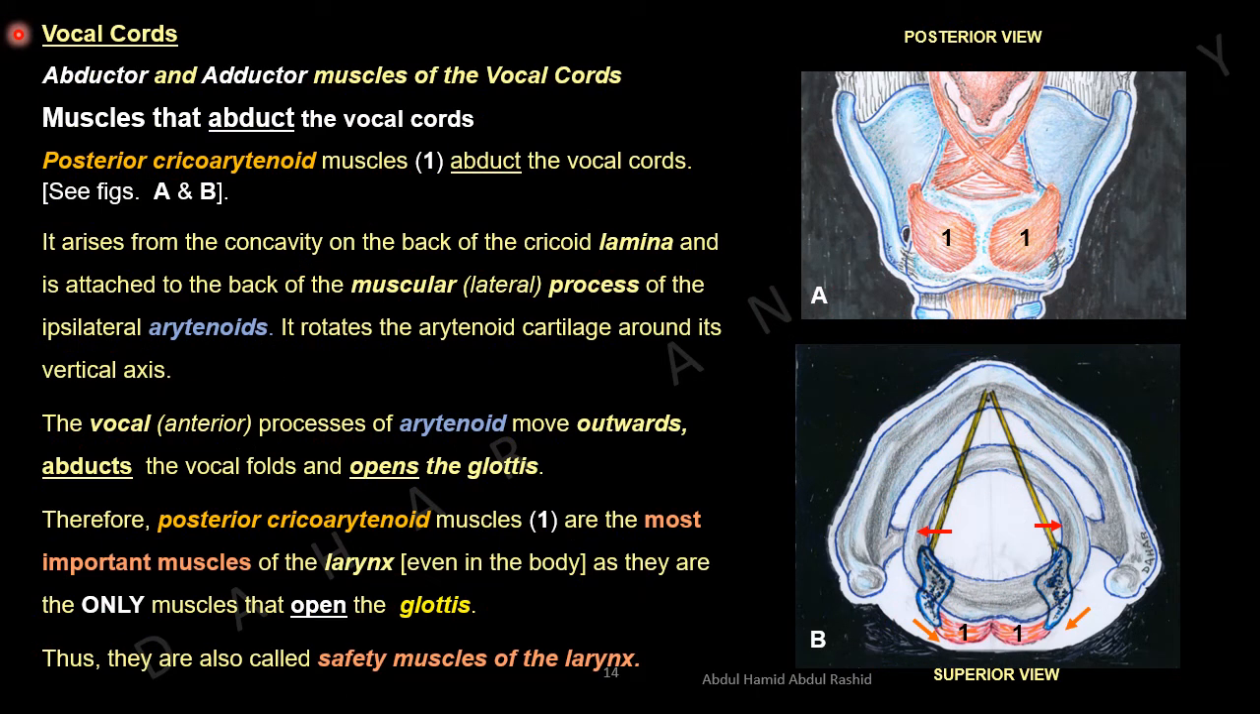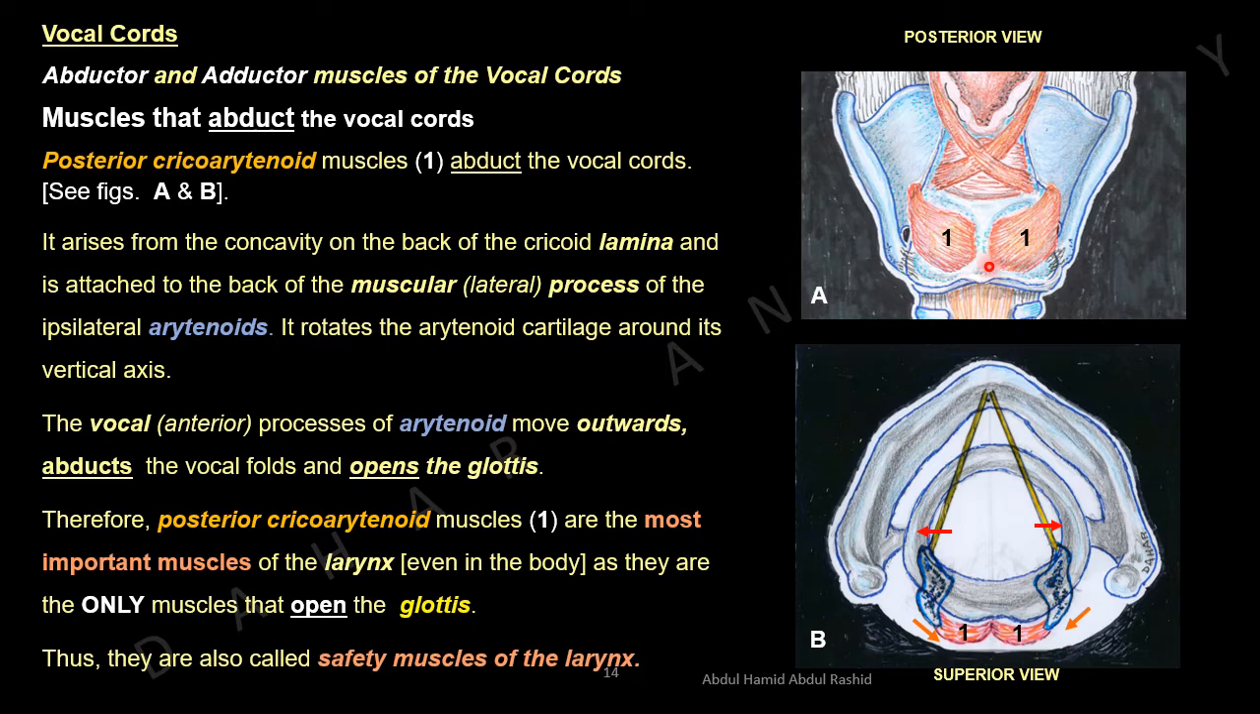Now vocal cords, abductor and adductor muscles of the vocal cords. First, muscles that abduct the vocal cords. Let's see these 2 diagrams first. This is the diagram looking from behind of the larynx. Here is the lamina of the cricoid cartilage.